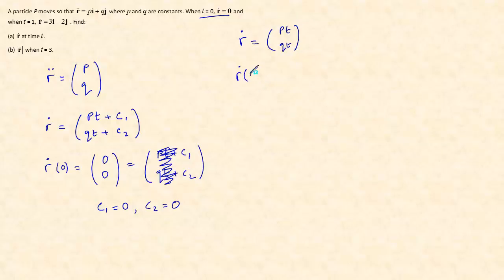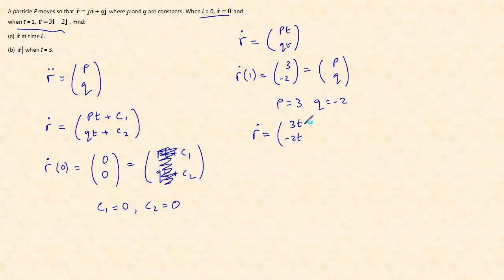So r dot of 1 is going to be (3, negative 2), so that's this information just here, is equal to (p, q) if t is equal to 1. So we now have that p is equal to 3 and q is equal to negative 2. So r dot is going to be (3t, negative 2t). So this is all part A.